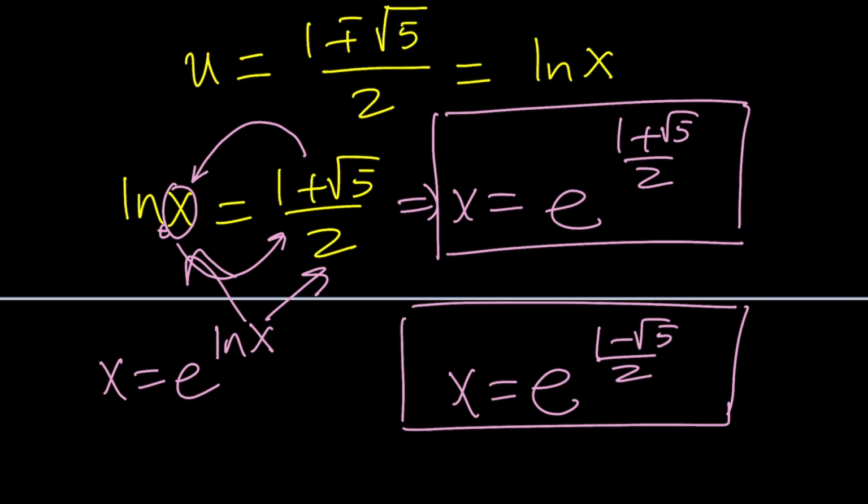And the x values are actually both positive. Why? Because e to the power of something cannot be negative unless the exponent is complex, right? So in this case, we are good. They are both positive. Notice that 1 minus root 5 over 2 is negative, but e to the power of a negative number doesn't mean it's negative, right? Think about it. Something to think about. Great. So that's the first method.